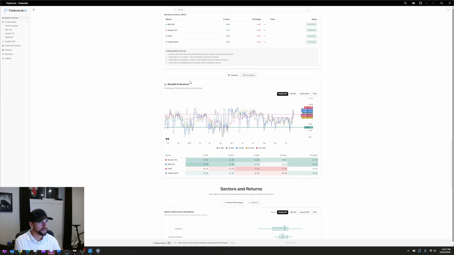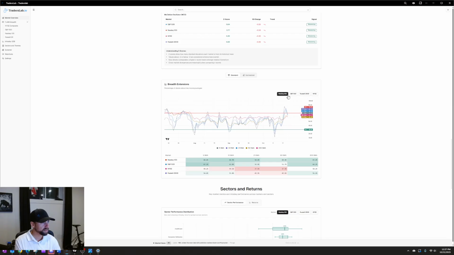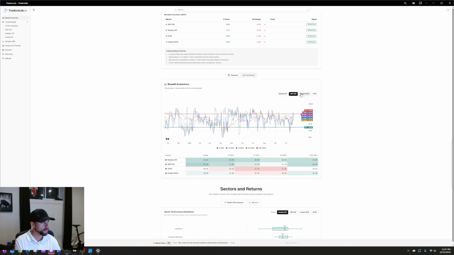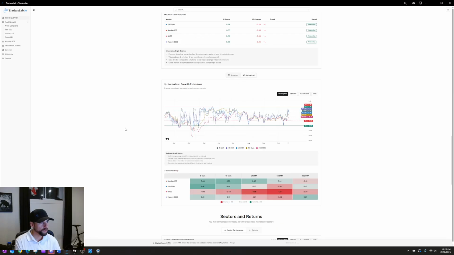All right, so talking of breadth extension, if that's something that you use, we also have the standard version. So same thing as in the TLMM dashboard. You can select the market, so NASDAQ 100, S&P, Russell, and NYSE. And surprise, we also have them being normalized. So you have the Z-score for the stocks above their 5, 10, 21, 50, and 200 daily moving average, and for each market as well.